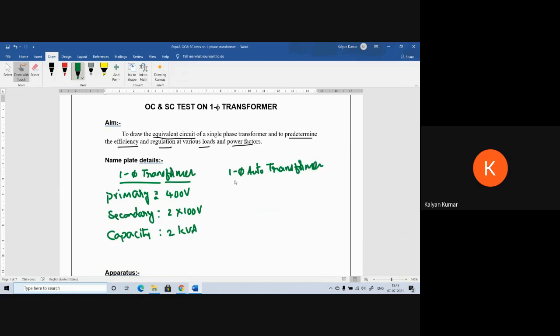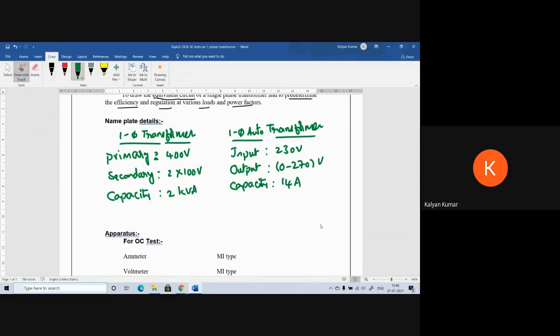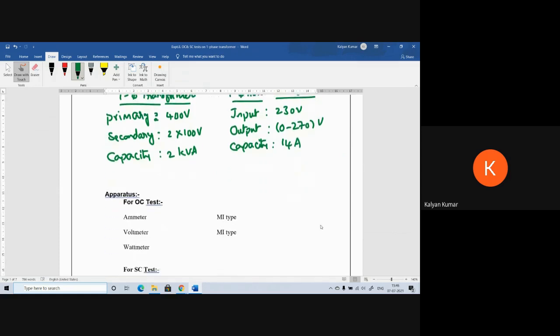Now coming to the auto transformer, the auto transformer is having input rating of 230 volts, output rating of 0 to 270 volts with a capacity of 14 amps. So these are the nameplate details that we are going to use in the laboratory.